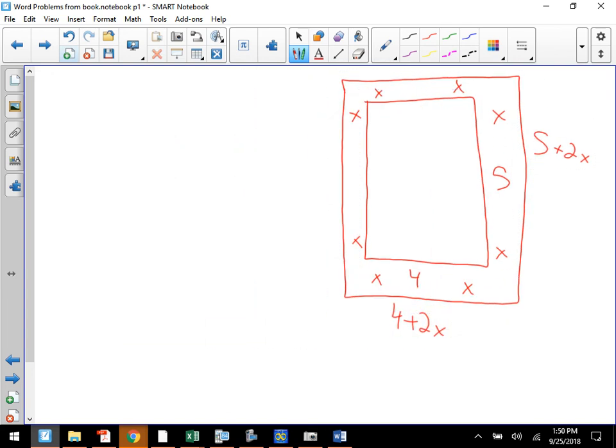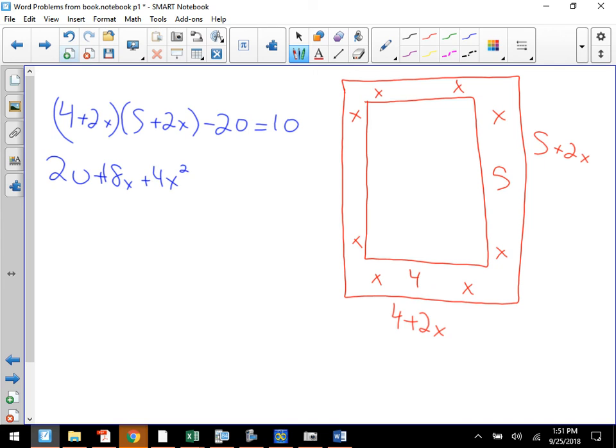Like I said, this is basically the exact same thing as the first example. 4 plus 2x times 5 plus 2x, subtract out the area of the picture and set it equal to 10, because that's how much material you had to make the border. Okay? You're dealing with all areas. Foil it out, you get 20, 8x, 10x, you get 18x plus 4x squared minus 10 is 0. Set it equal to 0. 4x squared plus 18x plus 10 is 0.